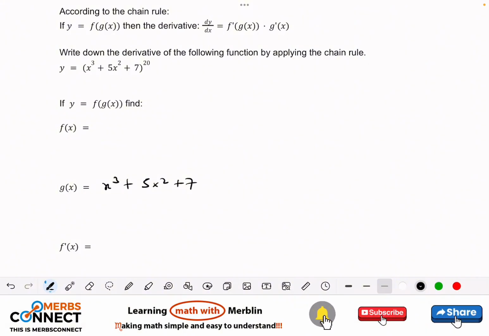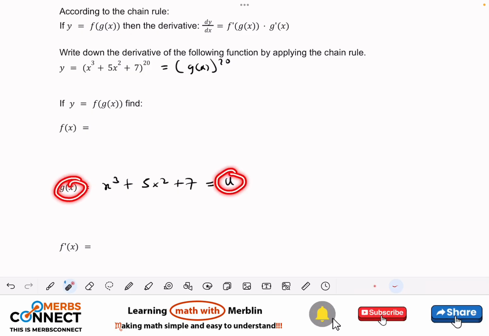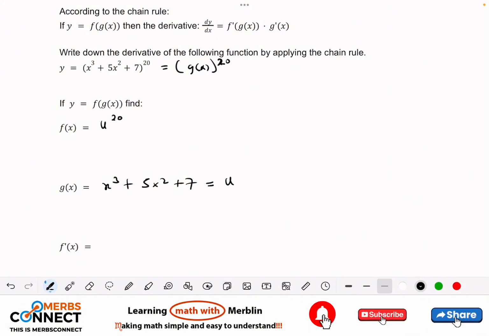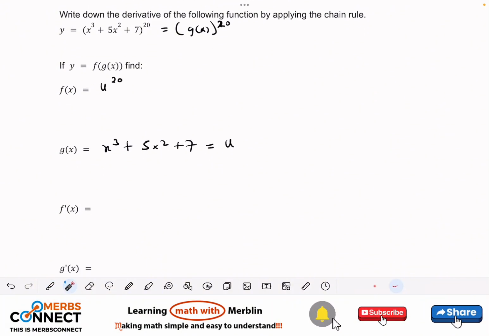Then it means that this function now will be equal to, now the one in the parentheses here is now g of x. So I'm going to have g of x to the power 20, right? Then for me to write my f of x, I'm going to let this one be u, so that g of x is equal to u. I'll replace the g of x by u, so that I'm going to have u to the power 20. Then based on that, now I can differentiate this. Then I'm going to have 20u to the power 20 minus 1, which will be 20u to the 19.